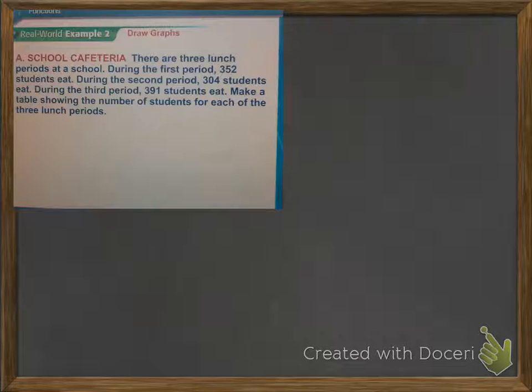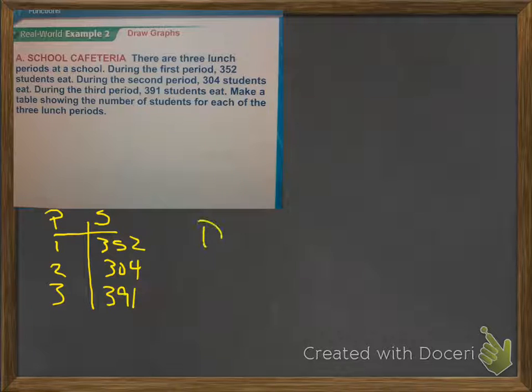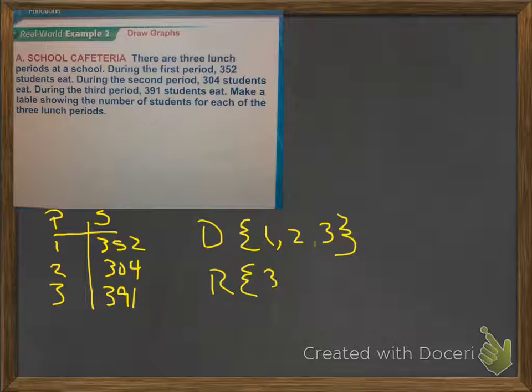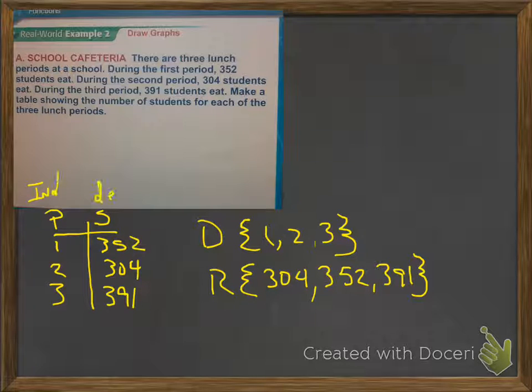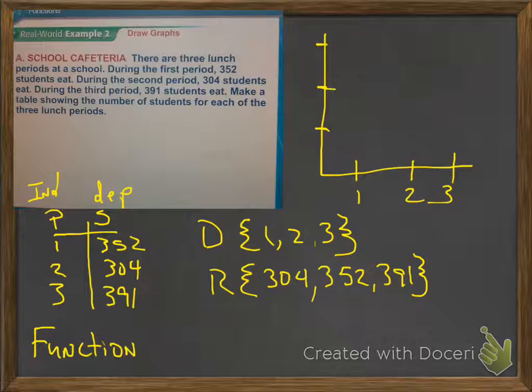So what we would do here, here's a table. Periods 1, 2, 3. Okay. Domain is 1, 2, 3. The range is how many kids ate the food. So you notice here, it's not possible to say in period 1 I had 352 students eat and I had 200 students eat. Not at the same time or something like that. So this is a function. For each x or each independent, there was one dependent variable or one dependent answer to it. Here's also the graph for this.